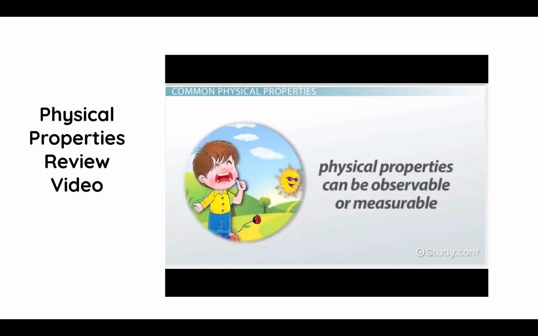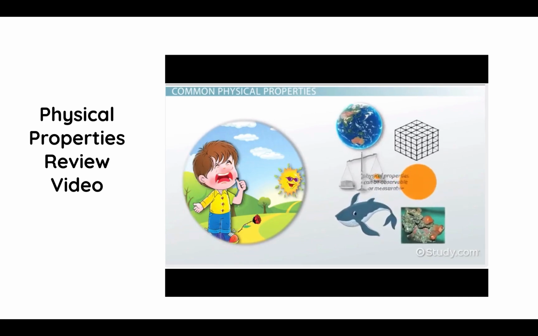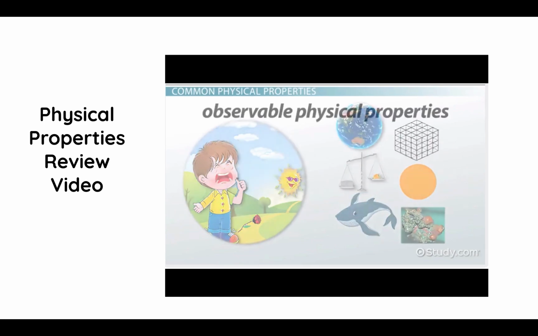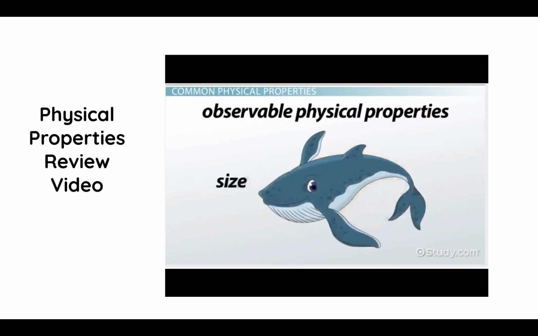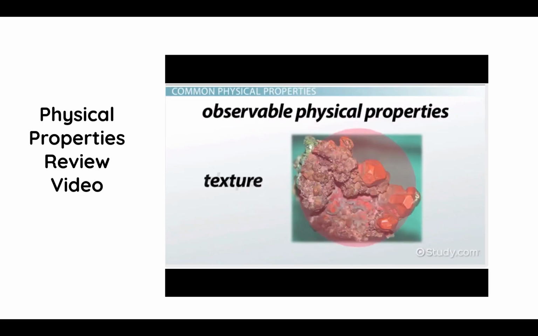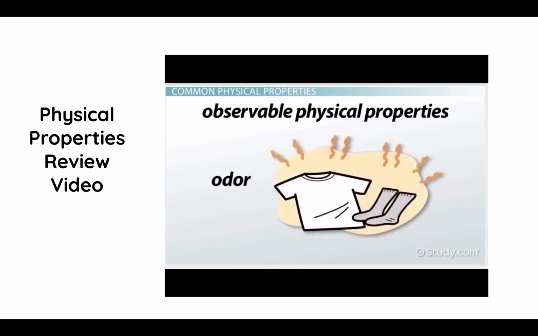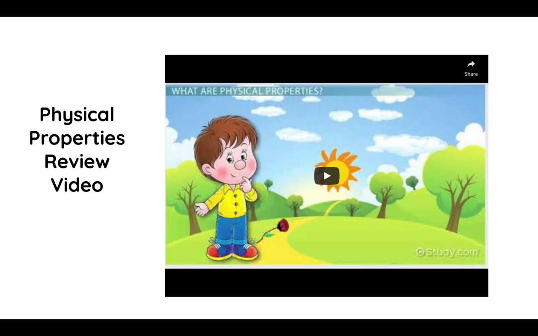As we discussed, physical properties can be observable or measurable. Let's explore some of the common types of properties in each category. Observable physical properties include color, size, texture, shape, odor. All of these are physical properties that we can use to describe things.